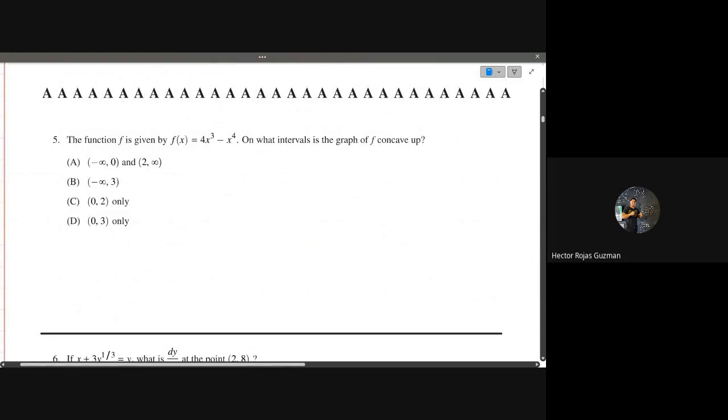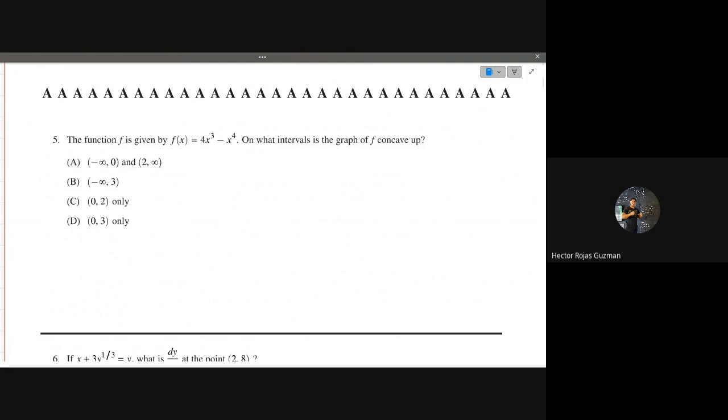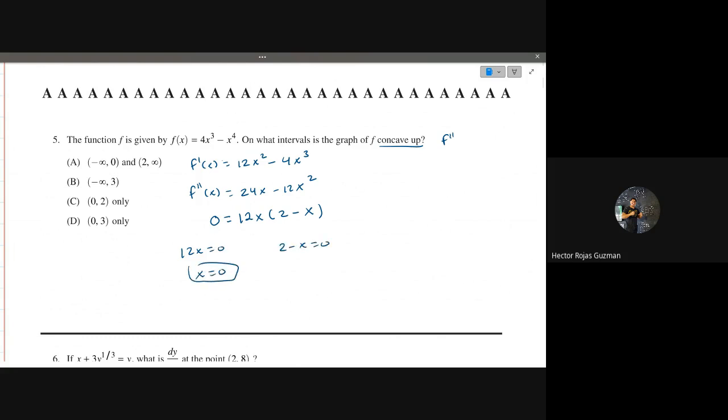Okay, the function f is given. On what intervals is the graph concave up? So for concavity, we're going to have to find the second derivative. The first derivative is 12x squared minus 4x to the power of 3. My second derivative is 24x minus 12x squared. We set it equal to 0, and I'm going to go ahead and factor out a 12x. Here we go. Separate them and set each one of them equal to 0. And there we go. There's our two critical points.